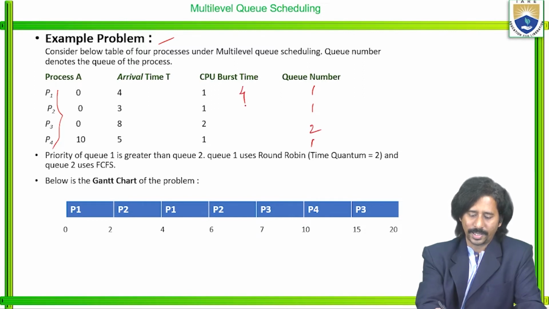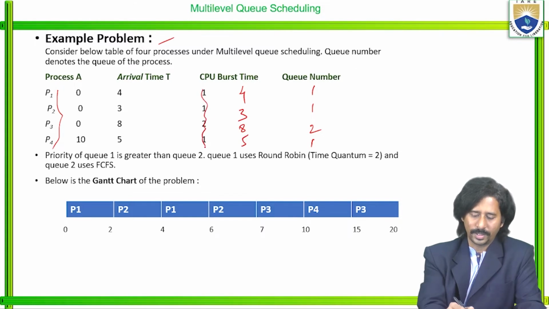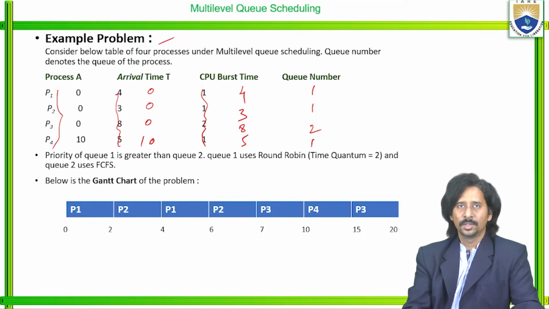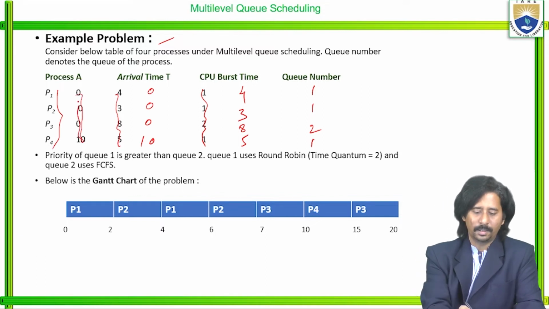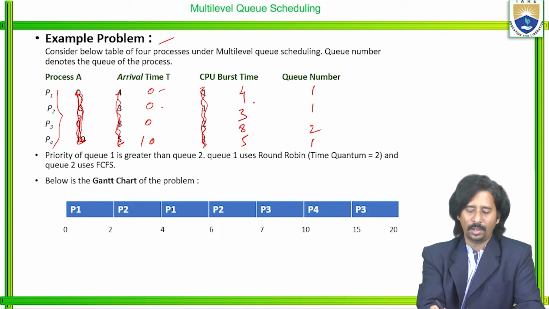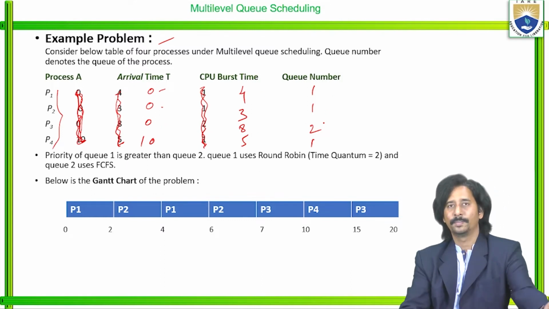The burst times are 4, 3, 8, 5, and the arrival times are 0, 0, 0, 10. So for process P1, arrival time is 0, burst time is 4, and queue number is 1. For process P2, arrival time is 0, burst time is 3 and queue number is 1. P3, arrival time is 0, CPU burst time is 8, queue number is 2.